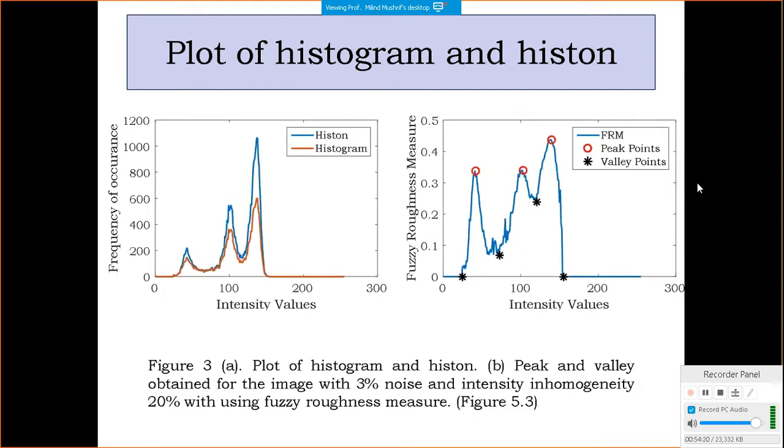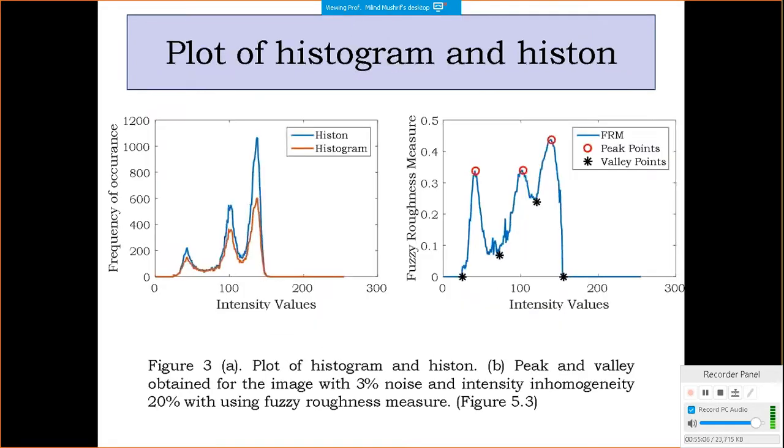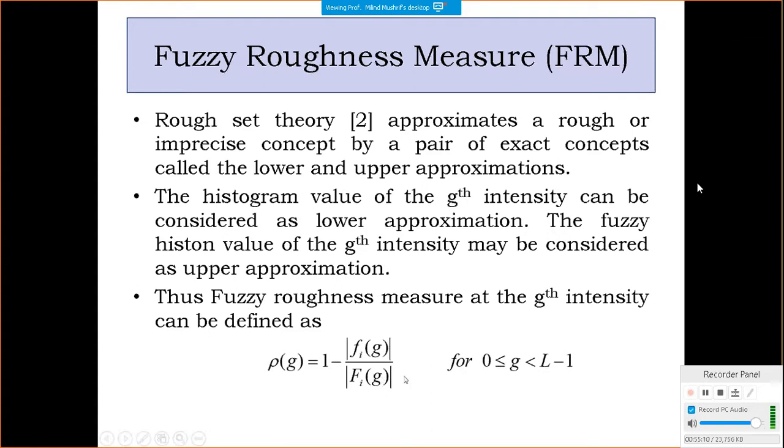We define a measure known as the roughness measure, which is defined as 1 minus the cardinality of the histogram divided by the cardinality of the histon. That is, 1 minus f(g) upon F(g), where small f represents the histogram and capital F represents the histon. This roughness index will always be in the range of 0 to 1. For all the intensities we get this roughness index value, where g represents the intensity values which vary from 0 to L minus 1. So we get an array in which these roughness index values are stored.